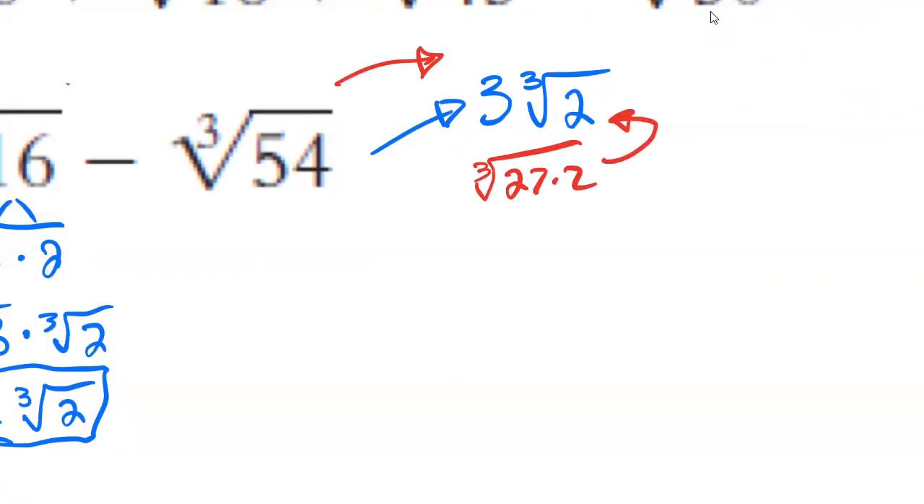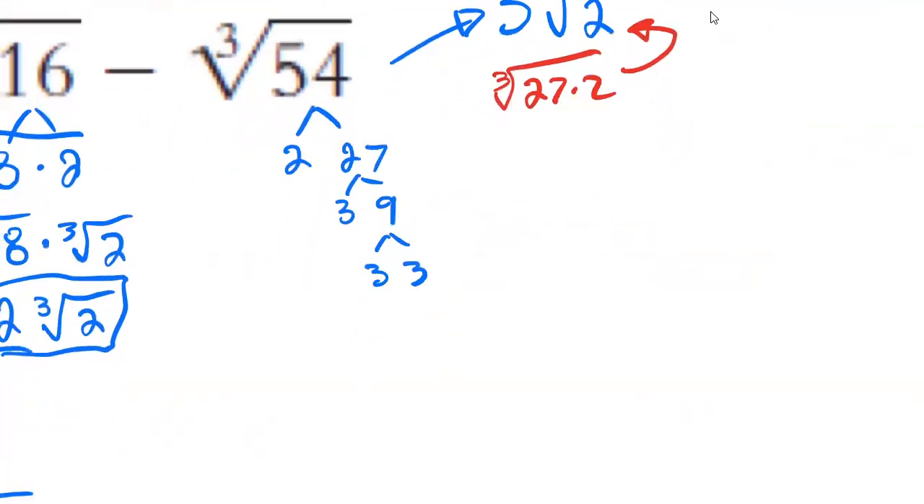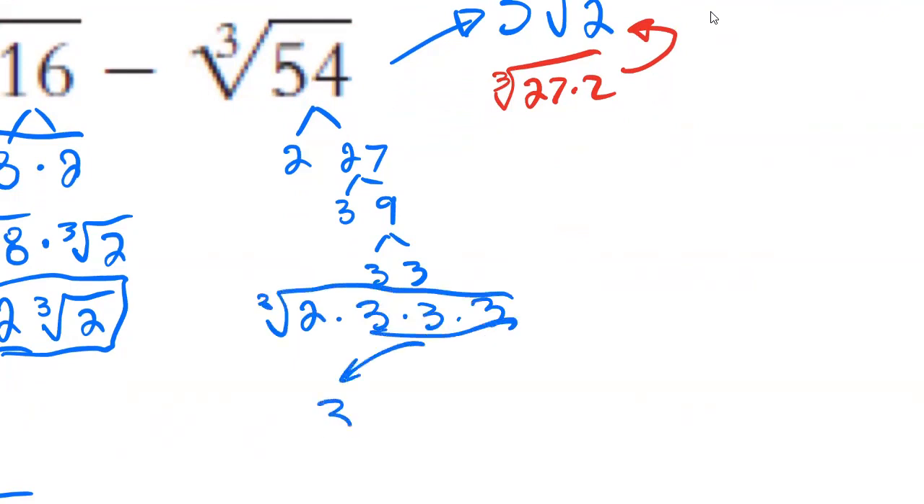Or you're doing your tree. 54 is 2 times 27, which is 3 times 9, which is 3 times 3. This is 2 times 3 times 3 times 3, cube root of that. There's a group of 3. It gets booted out, 3. I'm left with cube root 2.